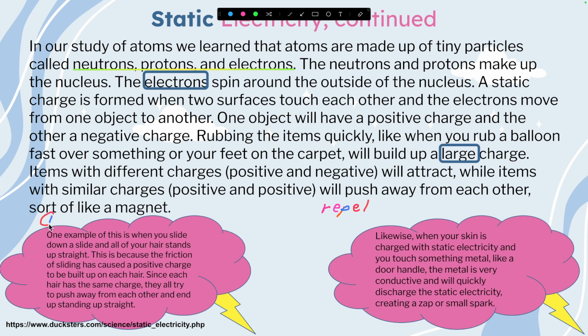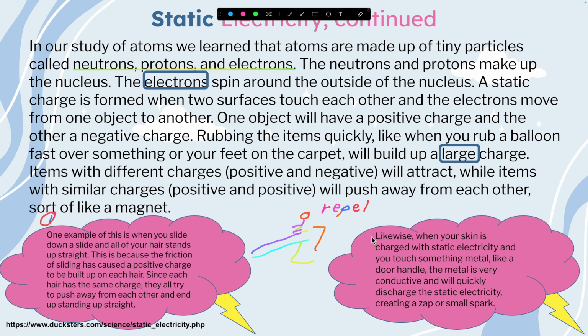All right, so two examples. The first one is when you slide down a slide, like a metal slide at a park. Even a plastic slide will work when you climb up to the top and then you sit down and you go down the slide. You might have a static charge build up and your hair stands straight. This is because the friction of sliding has caused a positive charge to be built up on each hair.